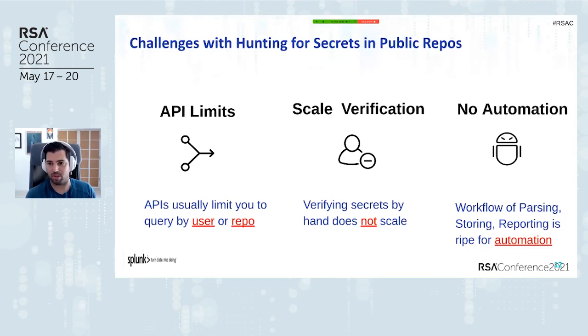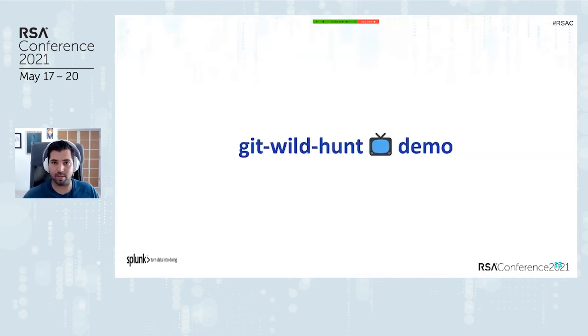Which really gets me to the third point, some of the challenges but also some of the opportunities here, which is that there's not a whole lot of automation, although in the last 6 months I've seen a whole lot of improvement, and this has changed. This entire process of parsing, storing, and reporting leaked credentials is ripe for automation, right? There are a lot of opportunities for automating things specifically to solve this problem. So with that said, let me jump into a quick demo.